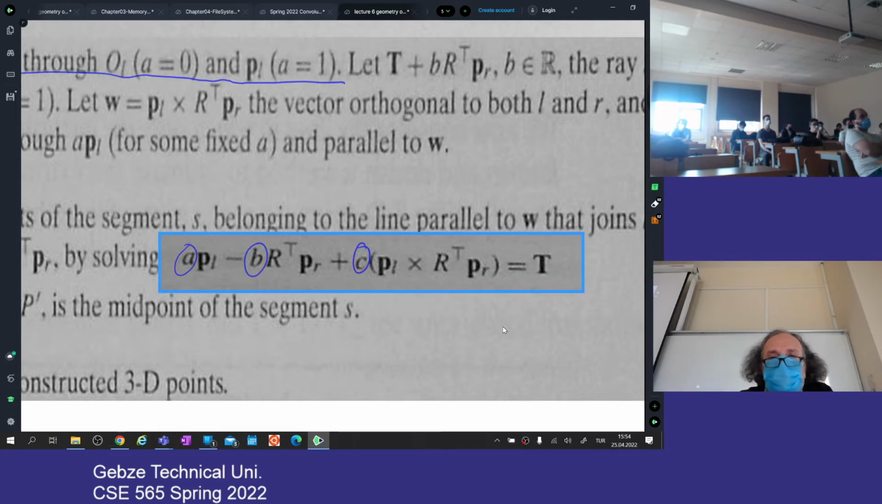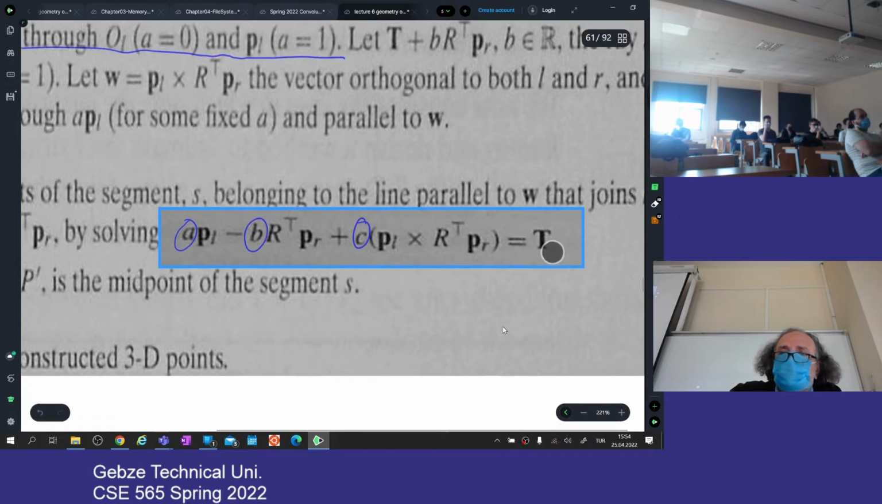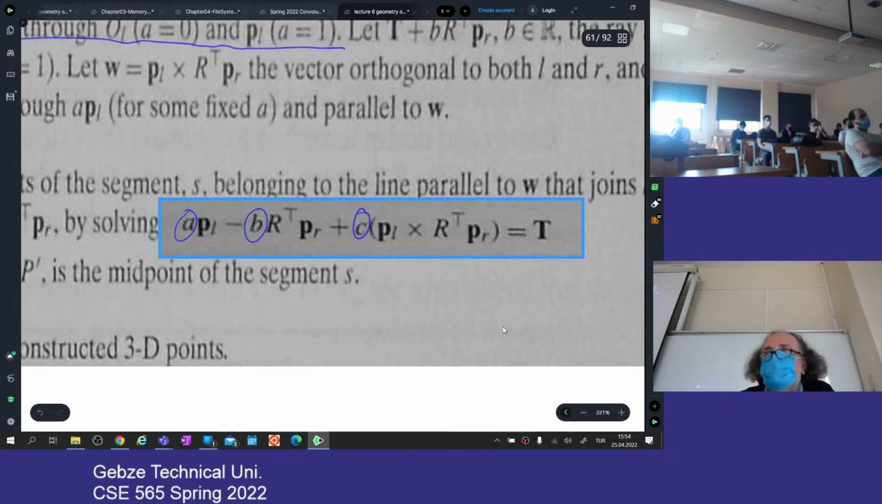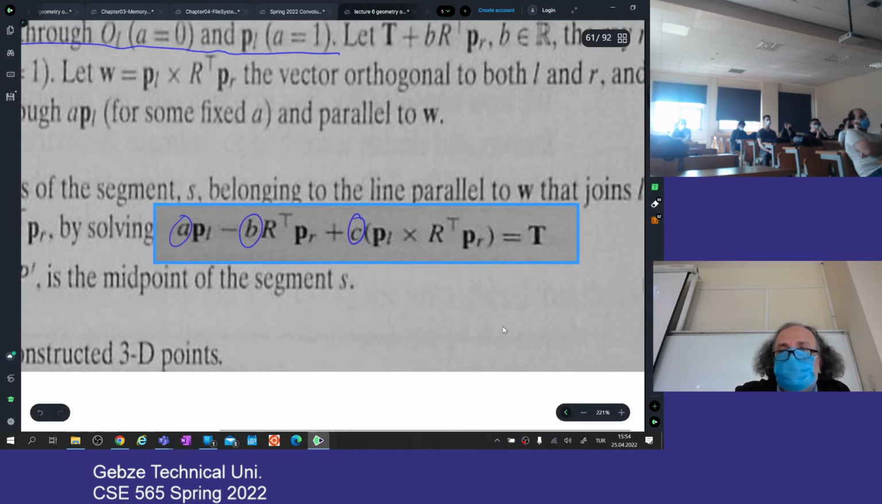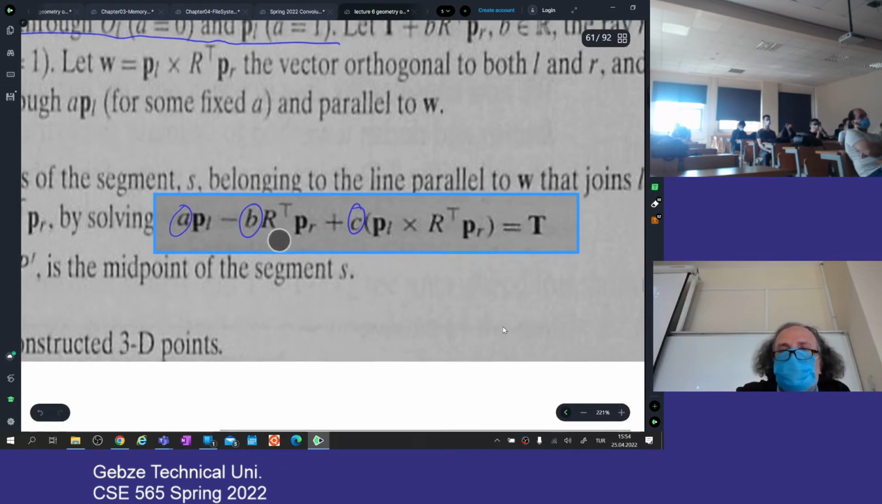Look at the equation. Is it a single equation or many equations? What is the dimension of PL? How many elements does PL have in it? It's a vector, right? It's a vector of size 3, right? And PR is the same. This one is the same. This one is the same. This is a 3 by 3 matrix.